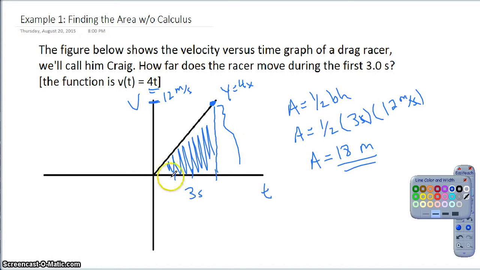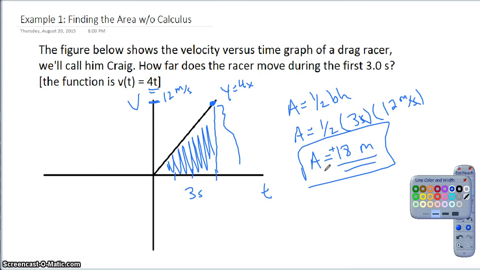Okay, so assuming that he started at a position of 0, he ends at a position of 18. Otherwise, we'd have to pay attention to what position he starts at, but we know that the change in displacement would be 18 meters. So again, this example hopefully sounds pretty familiar. If I give you a velocity versus time graph, the moral of the story is to find the displacement, you find the area underneath the curve.